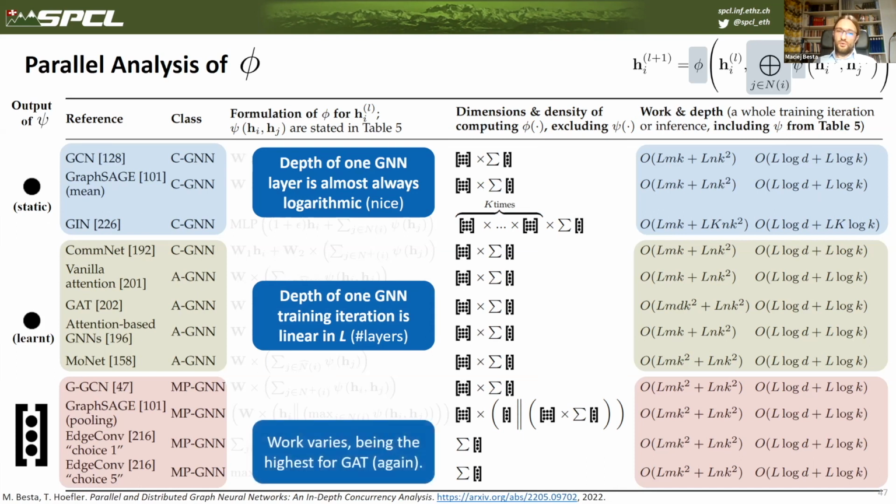The work for different models varies, so the total number of operations we need to apply varies across different models, being the highest for the graph attention, but also reasonably high for other MP-GNN models, right? So we can very often see the square of the number of features that we need to throw in to process a given GNN model.